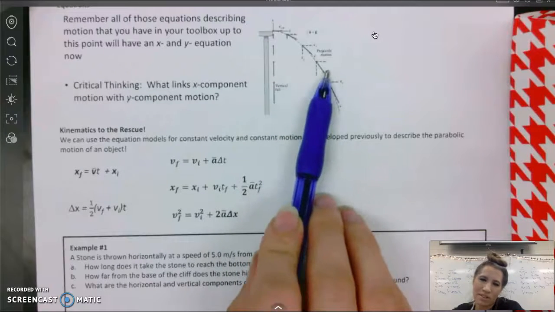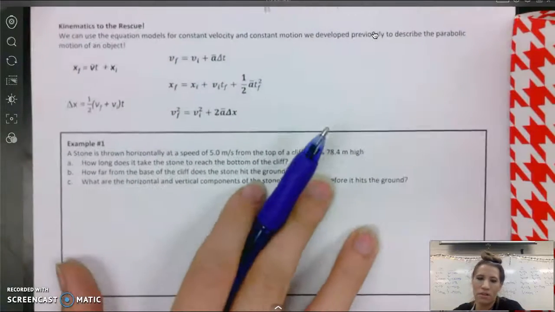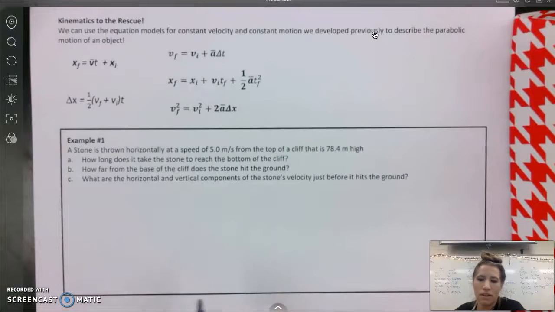projectile motion questions. So here's our first one. A stone is thrown horizontally at a speed of 5 meters per second from the top of a cliff that is 78.4 meters high.